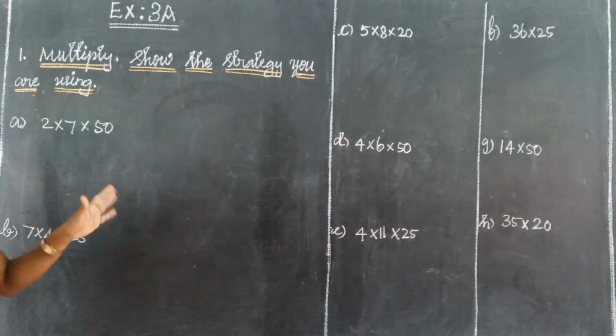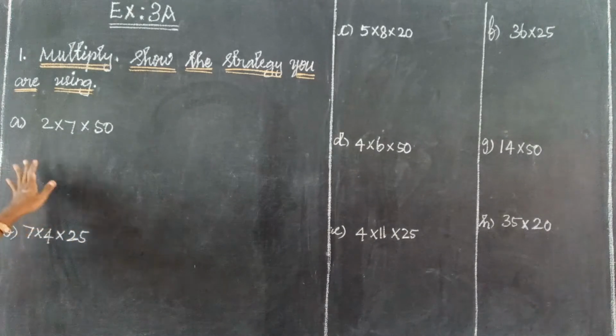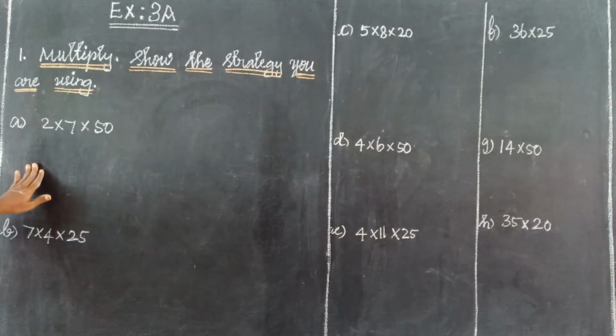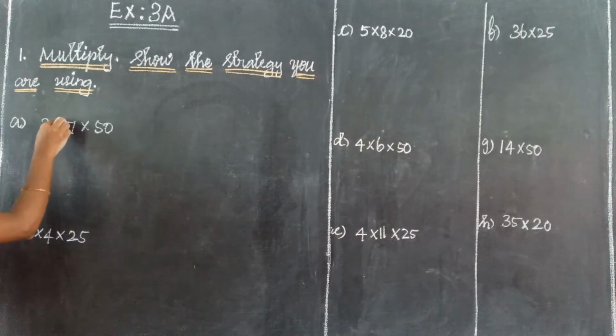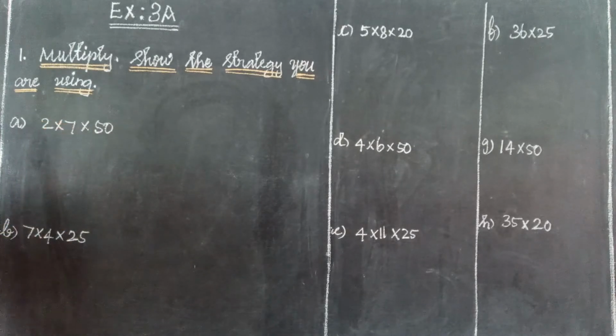Then 3A problems, using only multiplication. See, multiplying: the first problem is 2 into 7 into 50. In these three values we are going to multiply.